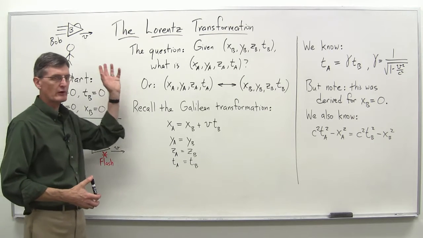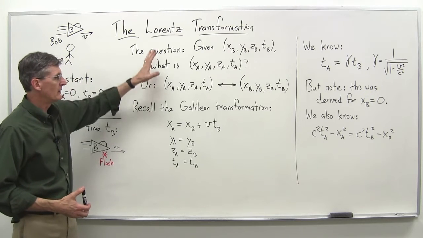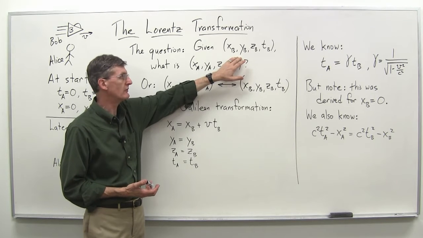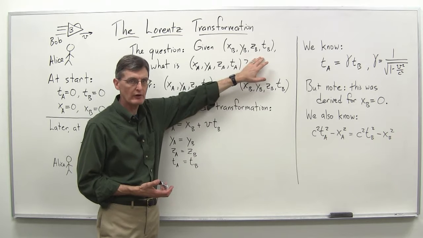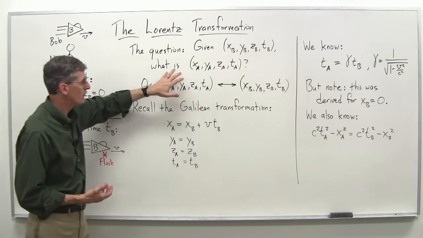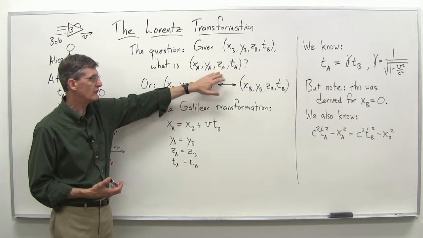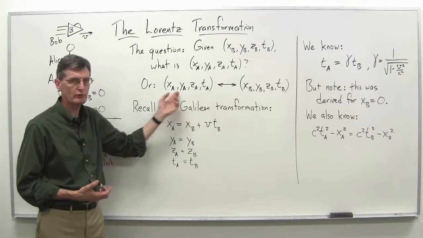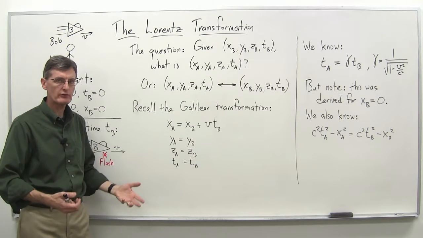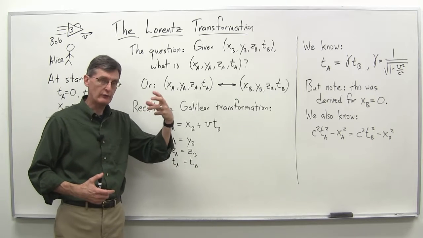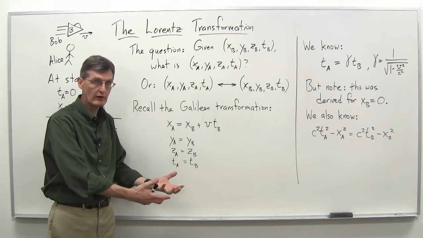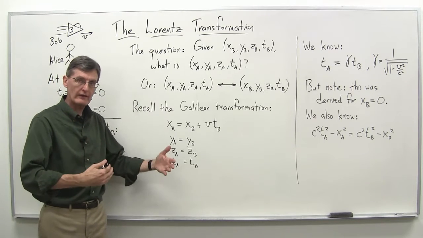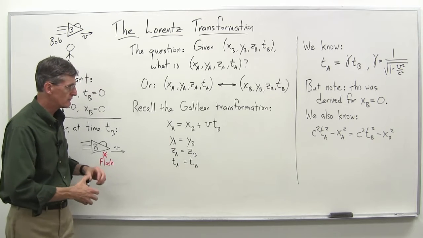But here's the basic question we want to try to answer. Given the space-time coordinates of an event in Bob's frame of reference, x_B, y_B, z_B, and some time t_B, what would the coordinates be for Alice? x_A, y_A, z_A, and t_A. In general, we'd like to go back and forth between the two coordinate systems. If Bob measures something, he says, hey, I saw a flash of light, and it was at this location in my frame of reference, and this time, we'd like to have a relatively simple calculation so we can find out the coordinates of that flash of light in Alice's frame of reference.